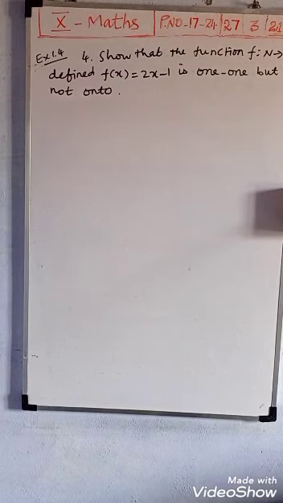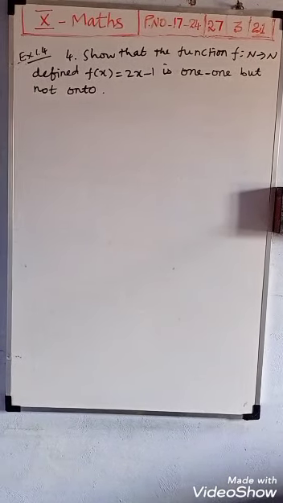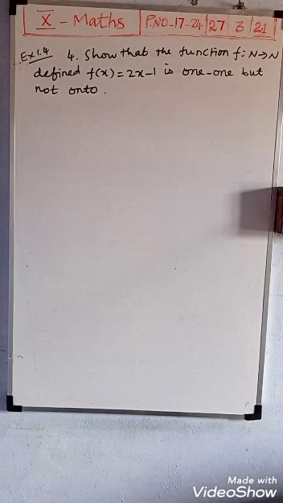So see next, exercise 1.4, fourth question. The function f: N to N, natural number to natural number, defined by f(x) = 2x - 1, is 1-1 but not onto. That is what you want to show.